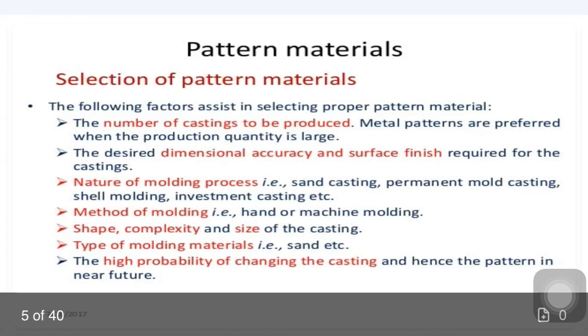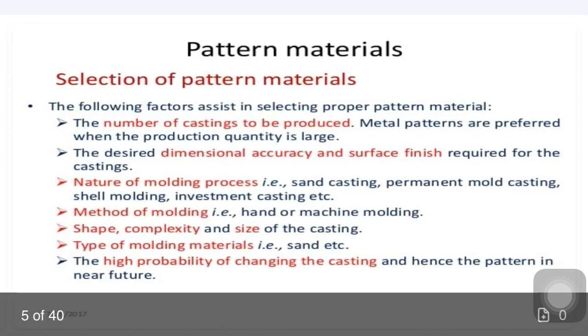There are two basic properties: refractoriness of the sand and permeability of the sand. These are the two properties which are very important whenever you are choosing the molding sand. So these are the important criteria for the selection of the pattern material, and we keep all these criteria in mind whenever we are selecting the pattern materials.